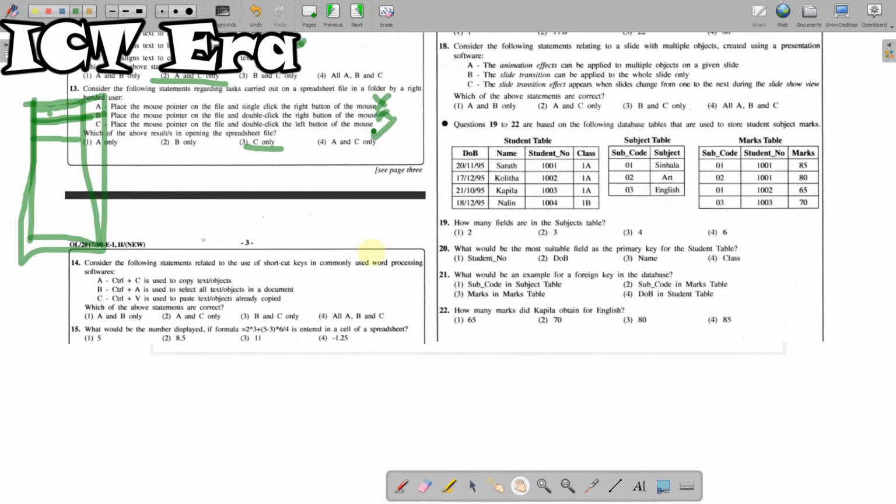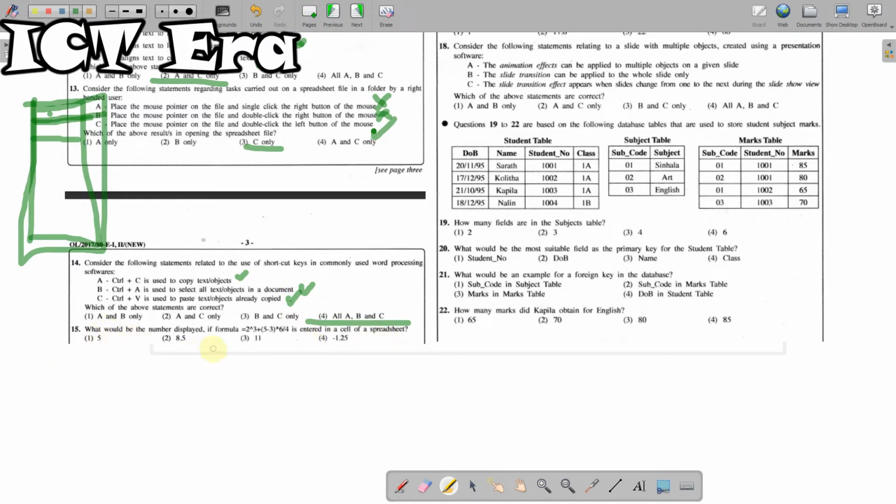Now then the 14th question. Consider the following statements related to the use of shortcut keys in commonly used word processing software. Which of the above statements are correct? Control C is copy text. Yes. Control A used to select. Yes. Control V is used to paste objects or text already copied. Yes. The fourth one is the answer.